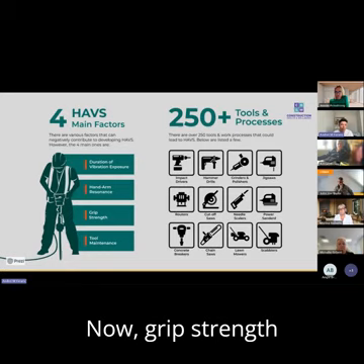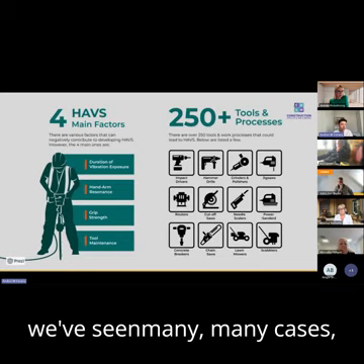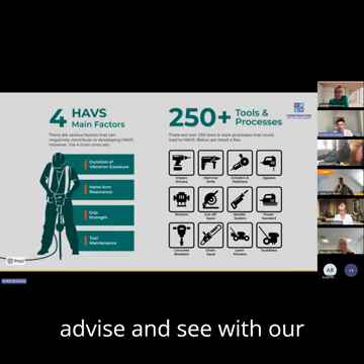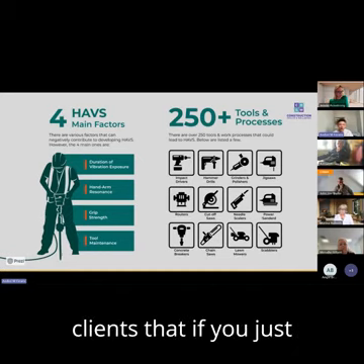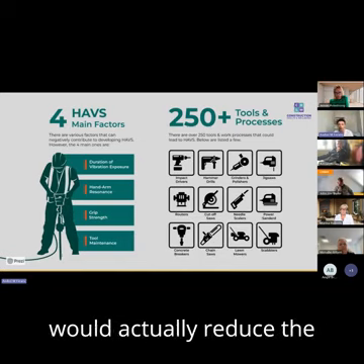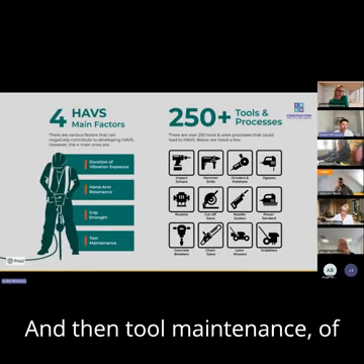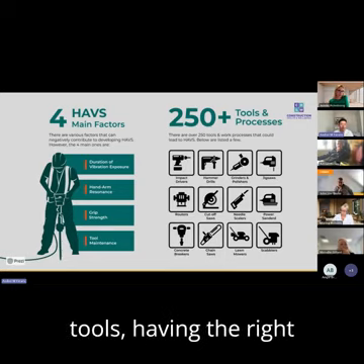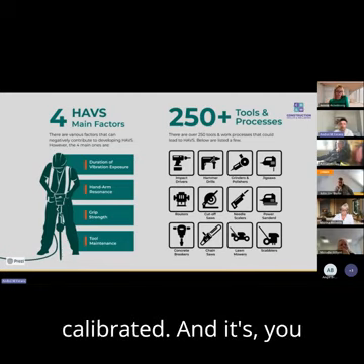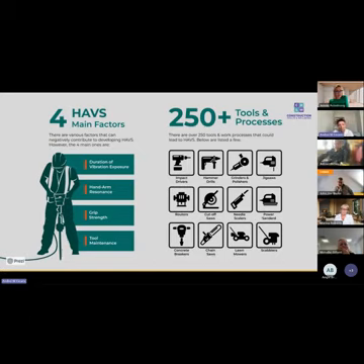Now, grip strength is also a big factor. We've seen many cases, and this is a very regular control measure that we advise and see with our clients, that if you just gripped a little bit lighter than what you're doing, you would actually reduce the exposure by more than half. And then tool maintenance, of course: picking the right tools, having the right consumables for the tool, making sure the tool is calibrated, and that you're not working with the oldest tool in the toolkit.